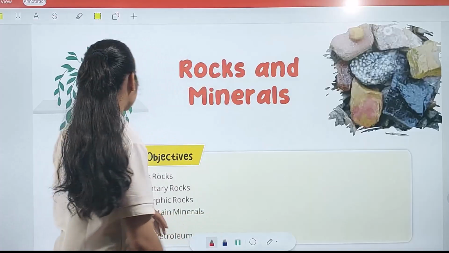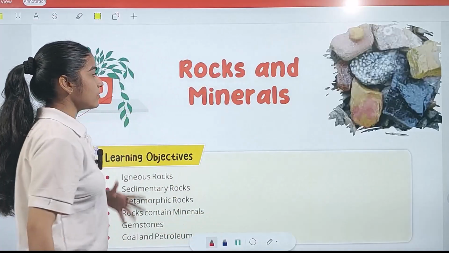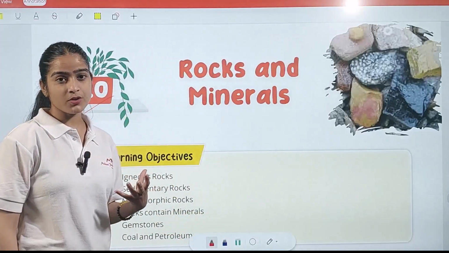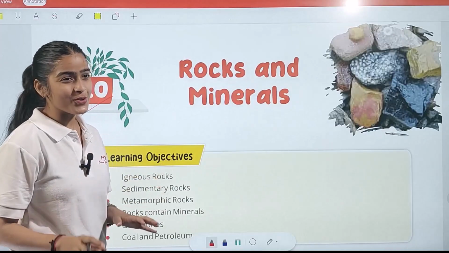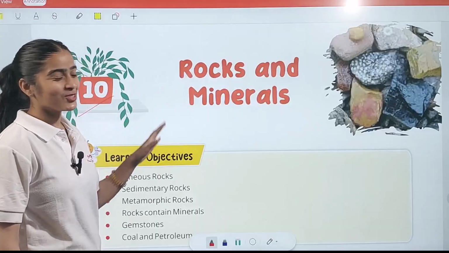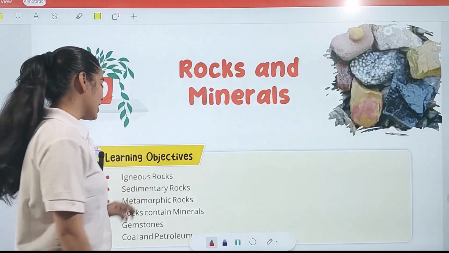And today we have chapter number 10, which is about rocks and minerals. So today we are going to learn about rocks and minerals in detail. I hope you already know what is meant by rock and what is meant by minerals, right? So let's get started.